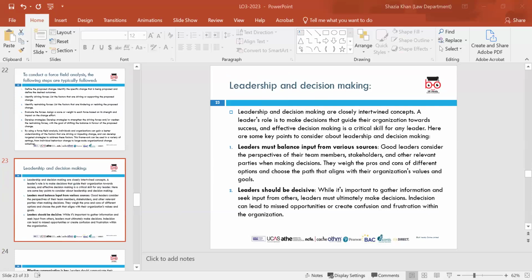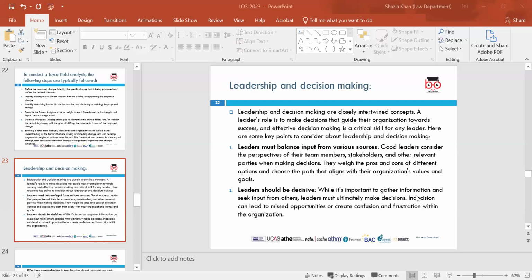The role of leadership in any organization: leaders are not only individuals who guide their teams. They're also navigators at crossroads, responsible for steering the organization. To be a good leader, leaders must balance input from various sources. Good leaders consider the perspectives of their team members and take on board what they say. It's important to communicate with your team members, take on board what they say, and try to implement that. Leaders should be decisive.